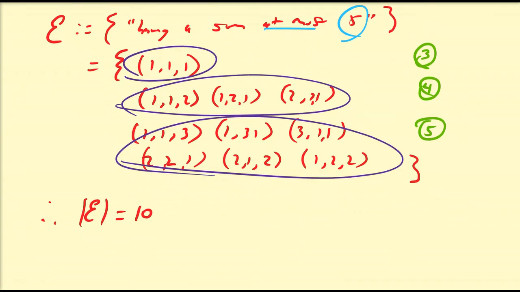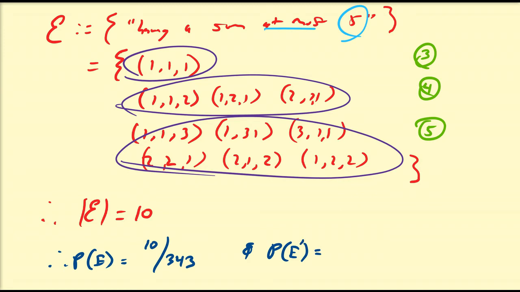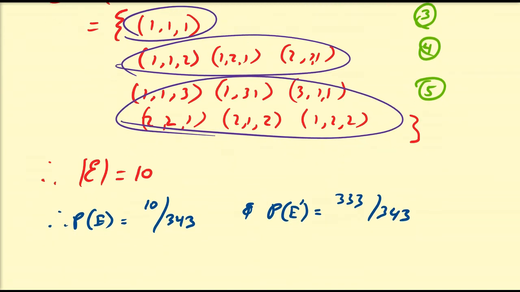Alright, so if this is the case, that means the probability of this event is going to be equal to 10 divided by the sample space, 343, which means the probability of not rolling a sum of at most 5, which is the same as the probability of having a sum that is more than 5, is going to be equal to 333 divided by 343. So we're just 10 less.